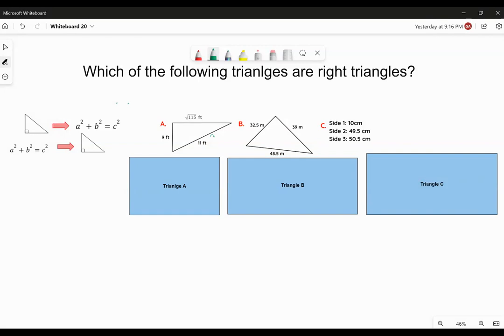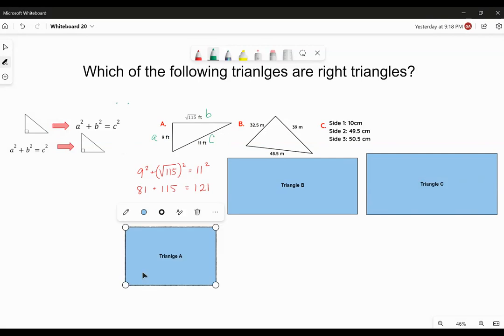So we're going to go ahead and label that C. And then it doesn't matter which leg we label A and which leg we label B. So to set that up, we're going to plug it into the Pythagorean theorem. And doing that, we get 9 squared plus the square root of 115 squared equals 11 squared. If we simplify that, we end up with 81 plus 115 equals 121. And when we add those together, 196 does not equal 121. Since this is not a true statement, we know that triangle A is not a right triangle.